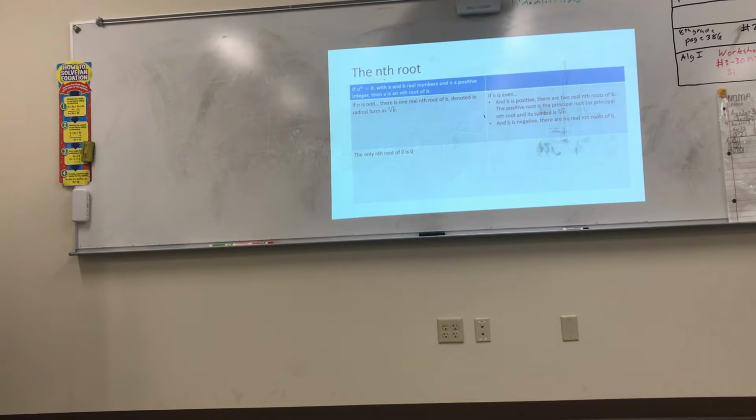If n is even and b is positive, there are two real nth roots of b. The positive root is the principal root or principal nth root, and its symbol is the nth root of b. And if b is negative, there are no real solutions. This is when n is even. If it is an odd number in front of your square root, then it can still be a real root.